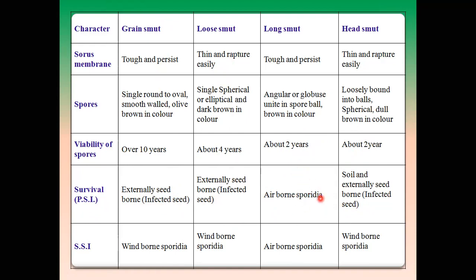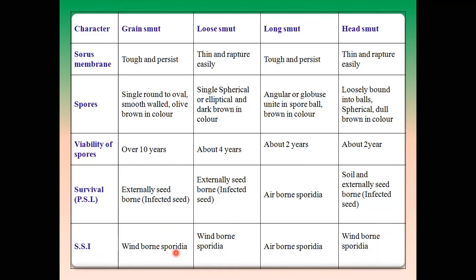So this sporidia acts as a primary source of infection. Then secondary source of infection means all the 4 types of the smut disease. Generally sporidia is produced and released through wind, means sporidia are generally released from the infected airheads and deposited on other healthy airheads through wind or air currents.